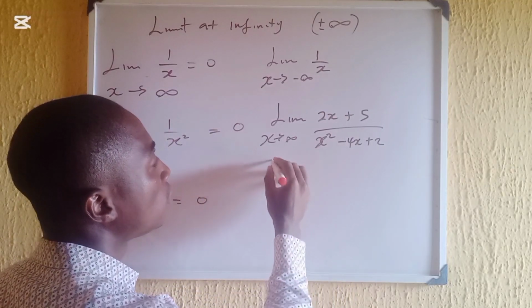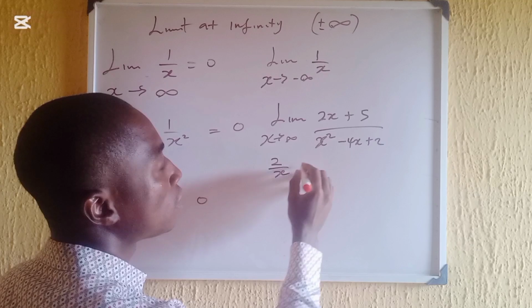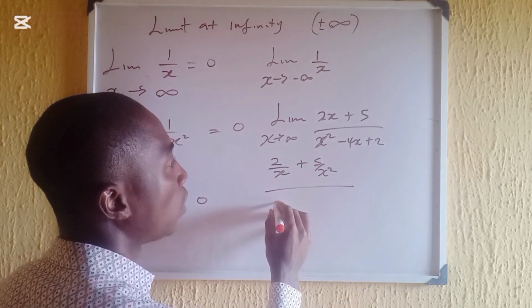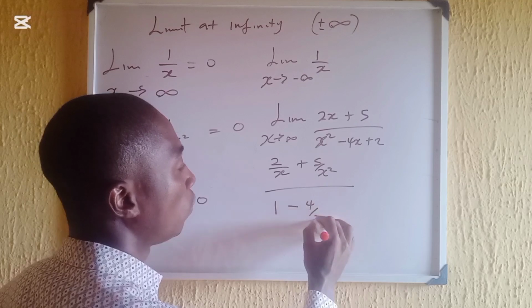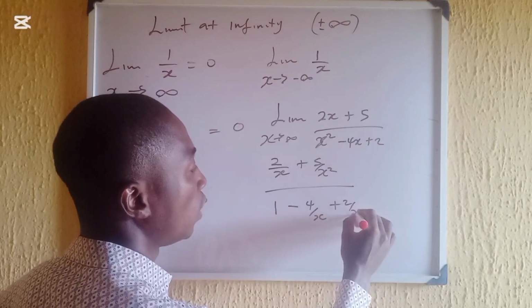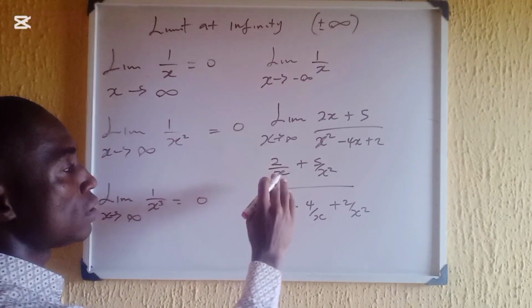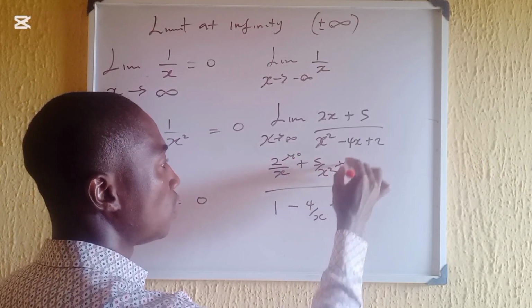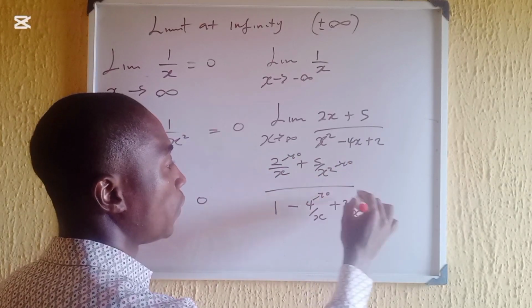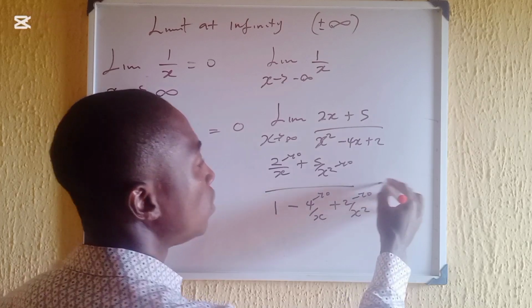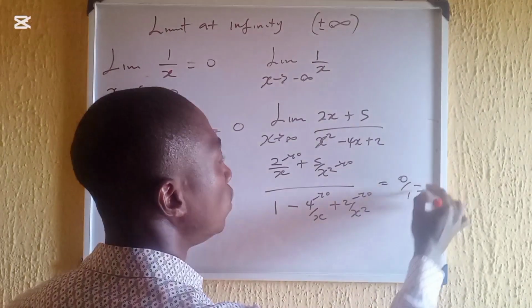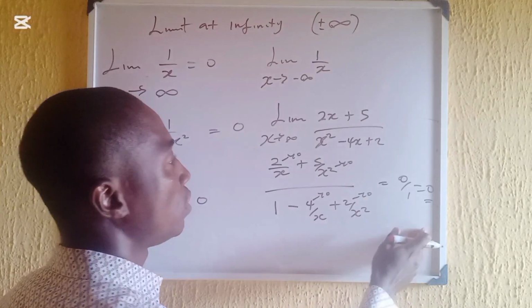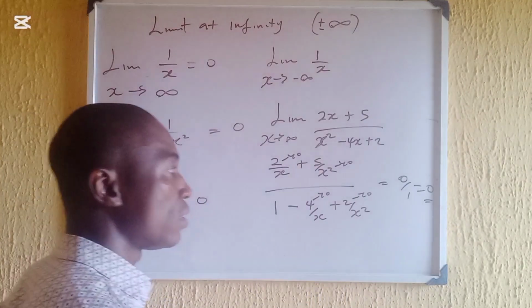So you'll be having (2 over x plus 5 over x squared) divided by (1 minus 4 over x plus 2 over x squared). Now take the limit as x approaches infinity. This gives you 0, this gives you 0, this gives you 0, and this gives you 0. So that means we're having 0 over 1, which is equal to 0. So you can see that the limit is equal to 0 as x tends to infinity.